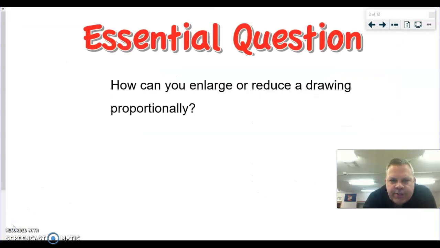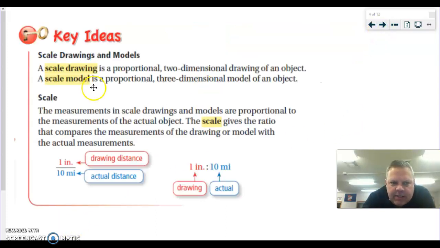So our essential question today is, how can you enlarge or reduce a drawing proportionally? Think about scale drawings. We're going to be talking about these. A scale drawing is a proportional 2-dimensional drawing of an object. So the drawing is 2 dimensions. A scale model is similar, but it is a proportional 3-dimensional model of an object. So we're going to be talking about drawings, 2 dimensions, and models, 3 dimensions.